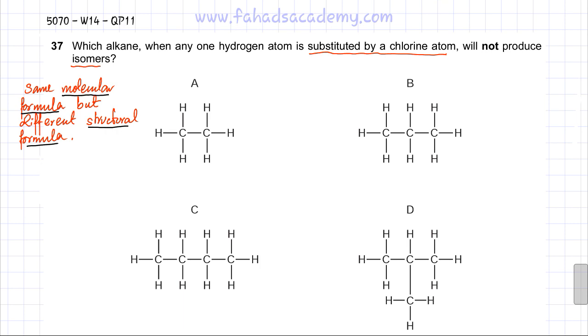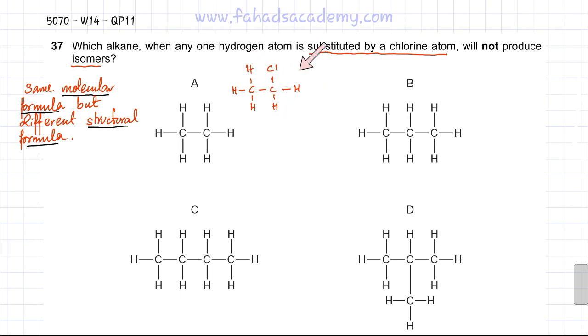So I'm going to look at option A first. The question states that any one of the hydrogens is substituted by a chlorine atom. So let me draw another molecule. One of the hydrogens is going to be substituted by a chlorine atom. So let's substitute this hydrogen with chlorine, and let's keep all the other hydrogens. If you look at this molecule I've drawn, this is what the question is talking about: if any one hydrogen is substituted, it's not going to form any isomers.